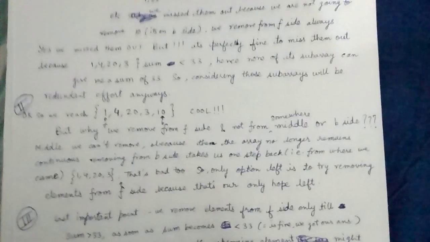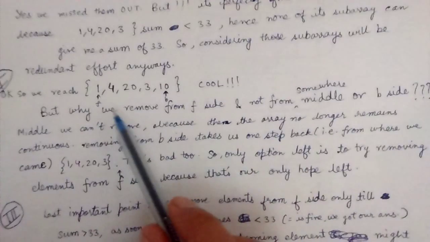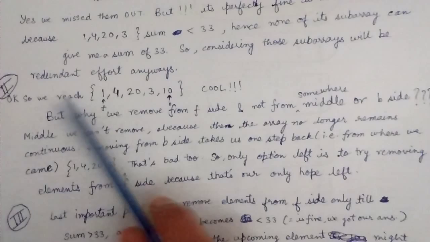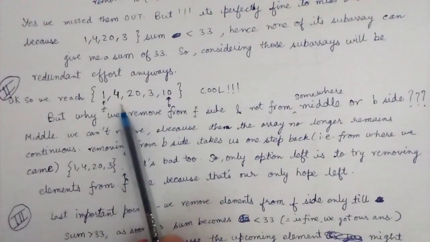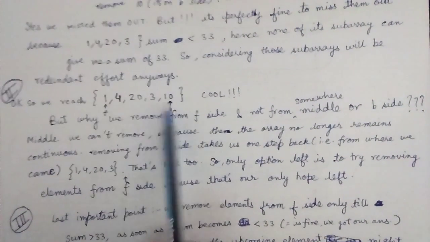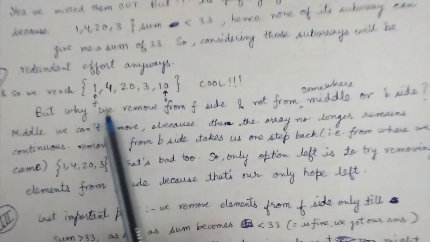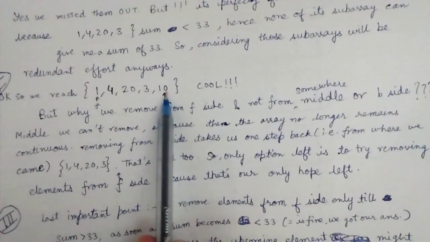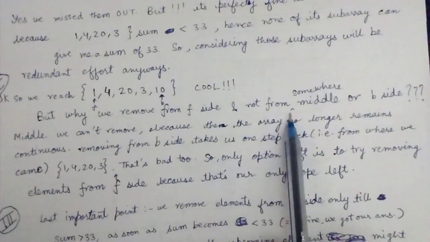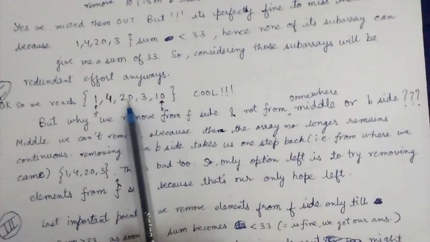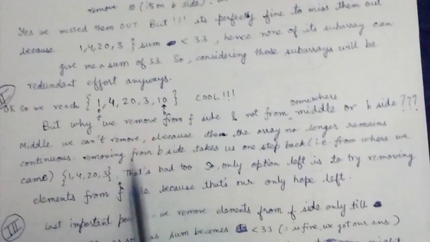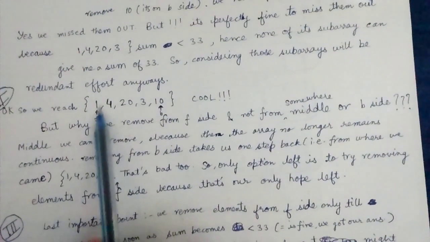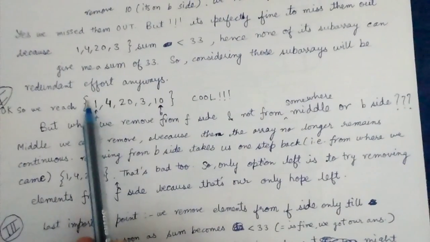So next, the next minute point in the algorithm is, okay, we reach this point 1 4 23 10, f is here, b is here, cool. But why do we remove from the f side? That is, from this side we remove. We don't remove from this side and not from somewhere in the middle. Okay, we can choose to remove from the middle also. 20 we can remove. We can remove 10 also. But why do we remove from this side only? Why do we remove only 1?